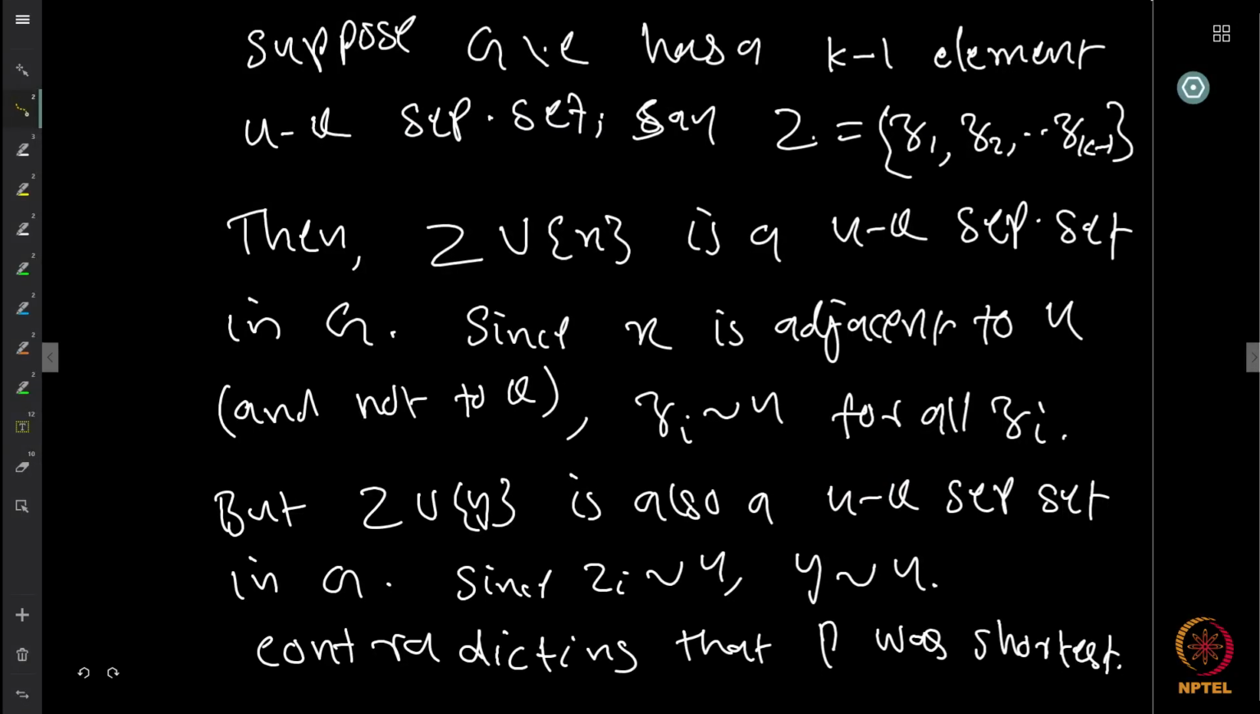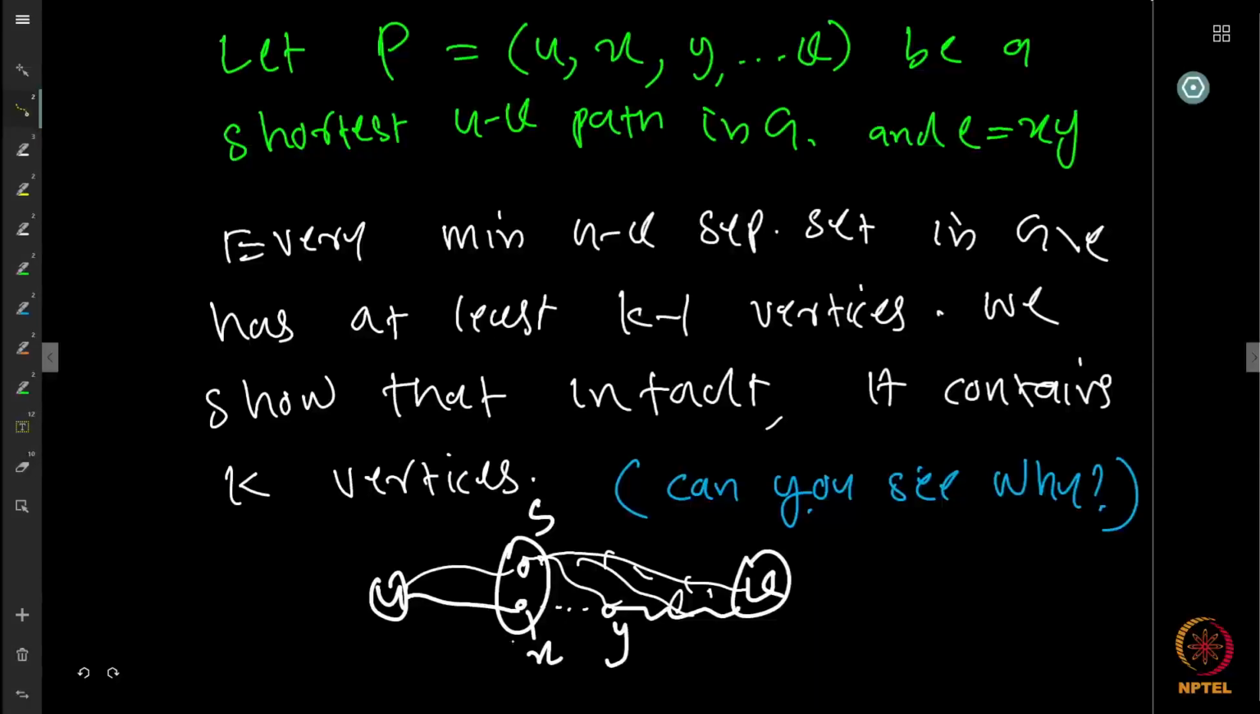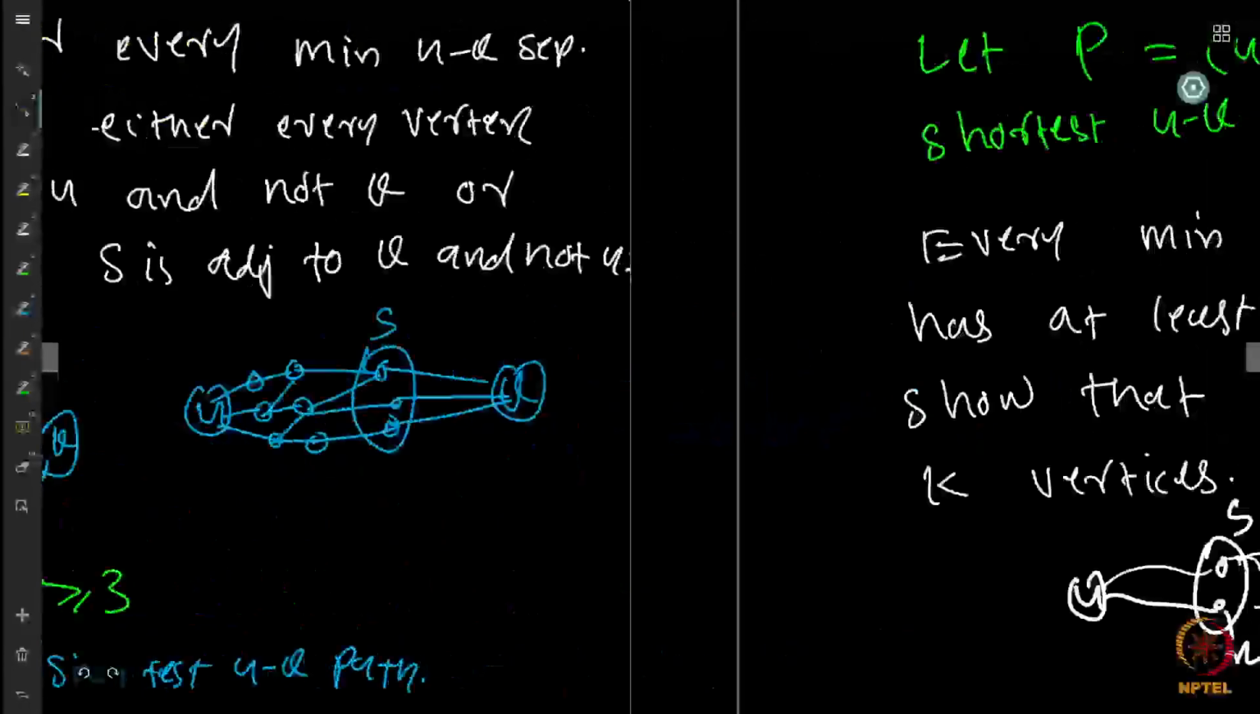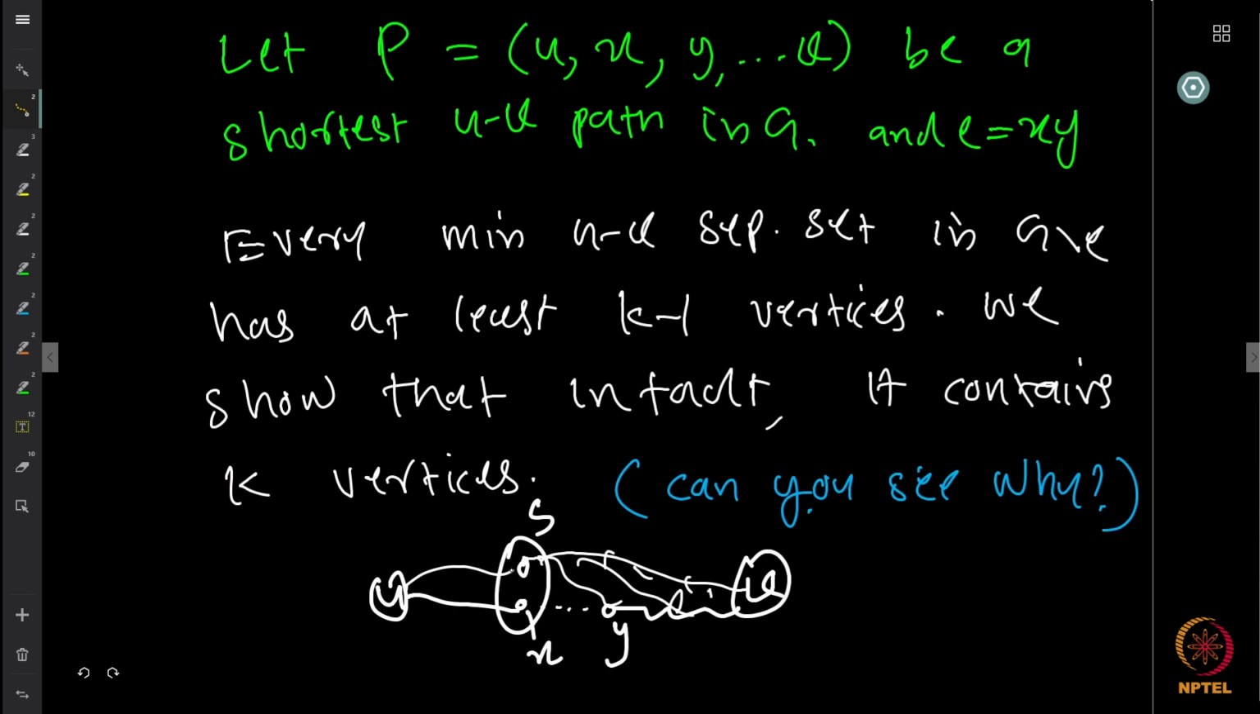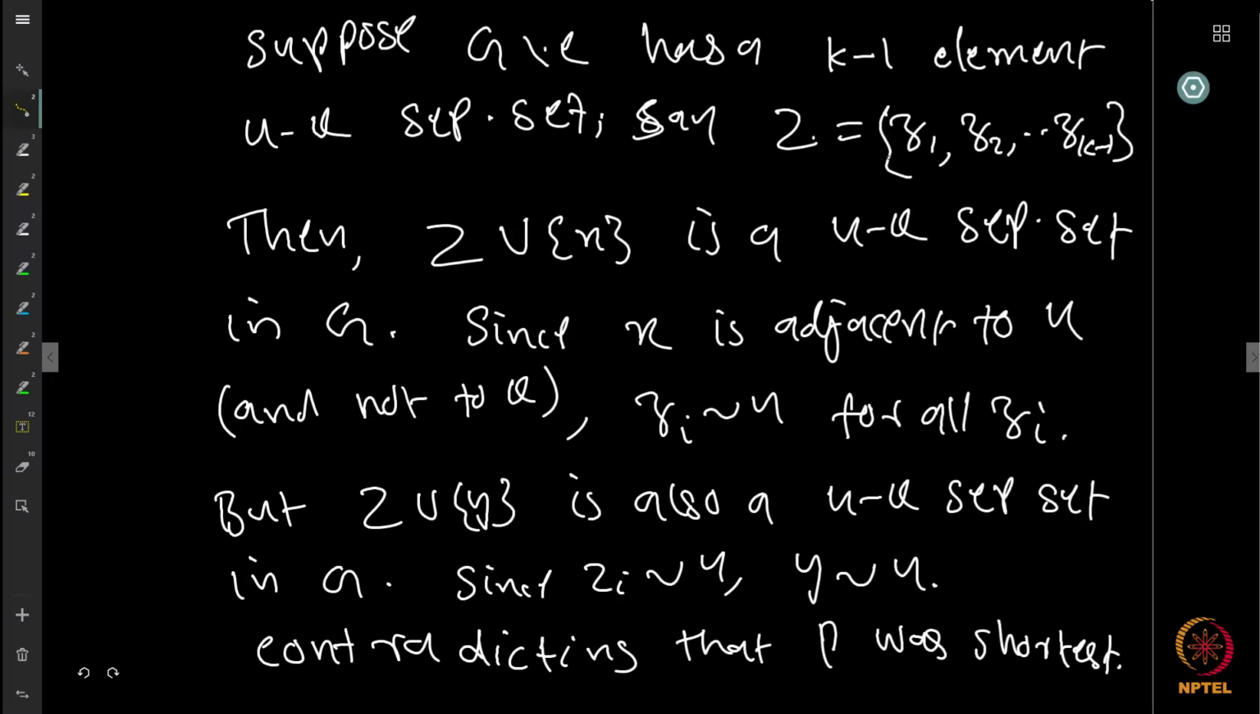Now, X is adjacent to U and not to V. Each of the Zi's must also be adjacent to U, right? Because Z union X is a minimum separating set, and we assume that in this case every vertex in the separating set is either adjacent to U and not to V, or adjacent to V and not to U. But one of them is already adjacent to U, therefore everything else must also be adjacent to U, right? So therefore Z1 to Zk minus 1 is also adjacent to U, right? But not adjacent to V, right?